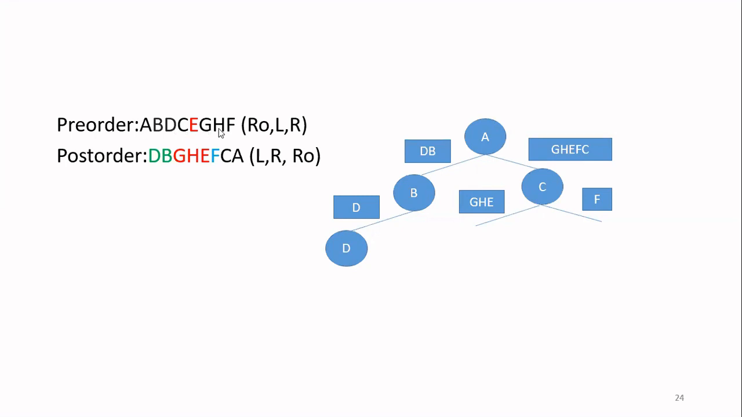Out of G, H, and E, E is coming first. So E is the root node. So draw the root node E. Now you have to identify whether G and H will be the right subtree or left subtree or both. So you have now identified E as the root node. Find out the successor of E. So go to the pre-order and find the successor of E. It is node G.